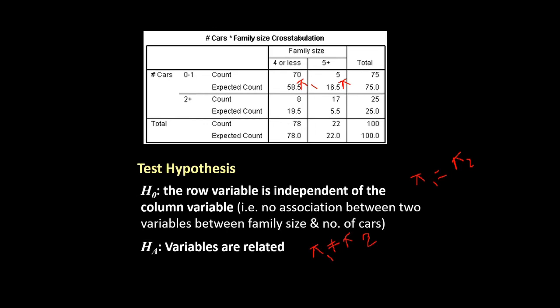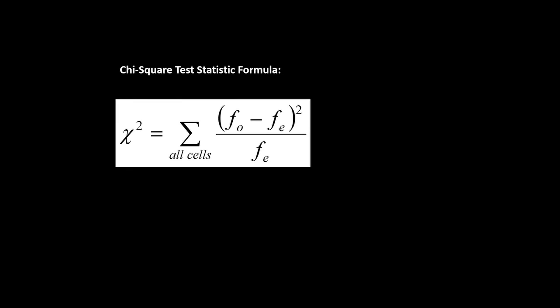Let me show you the formula for the chi-square test statistic. FO is your observed frequency, and FE is your expected frequency, which is when the null hypothesis is true. Of course, the degrees of freedom is R minus 1 times C minus 1, and we use degrees of freedom to find the critical value, so we can compare our test statistic with the critical value.